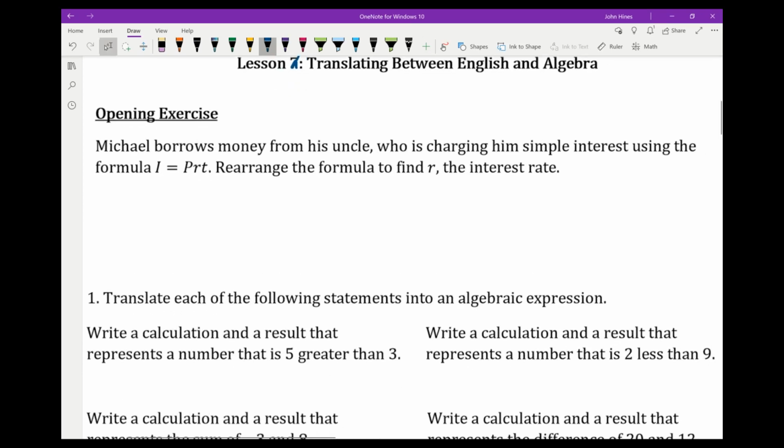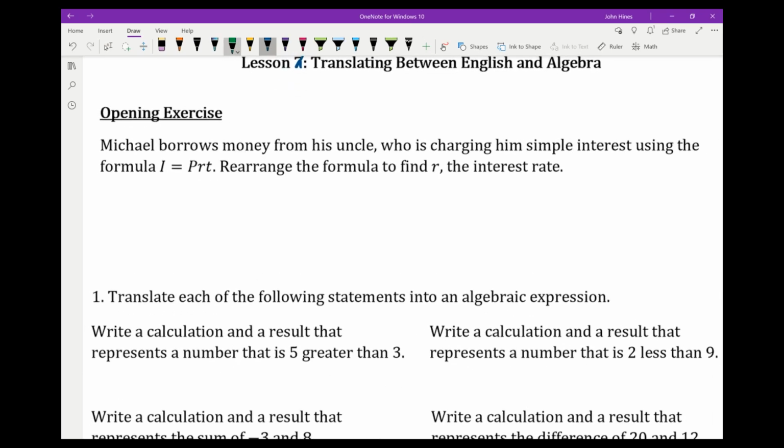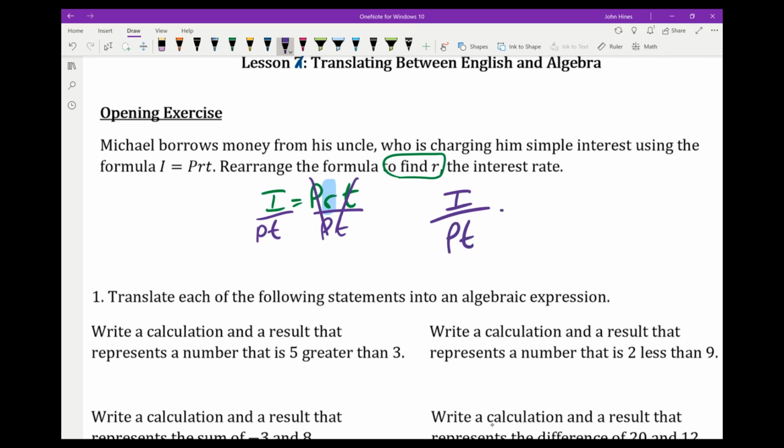So we've got a quick little opening exercise reviewing our formulas rearranging. So pause the video right now and try this opening exercise. So Michael's got this formula here, and we want to find R. I equals PRT, and we want to get R by itself there. Well, hopefully you notice that there's only multiplication occurring, which means the only thing that I can really do is divide. So I got I over PT equals R. That's it. That's all we had to do for that problem there.